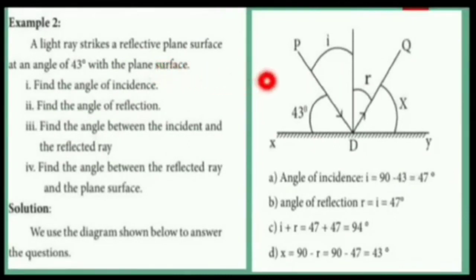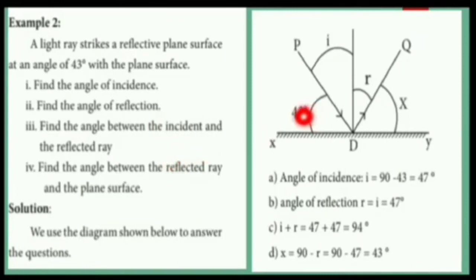Next one, example 2. The light ray strikes the reflective plane surface at an angle of 43 degrees with the plane surface. The first question is find the angle of incidence. Second, find the angle of reflection. Third, find the angle between the incident and reflected ray. Fourth, find the angle between the reflected ray and the plane surface. We use this diagram to answer the questions.